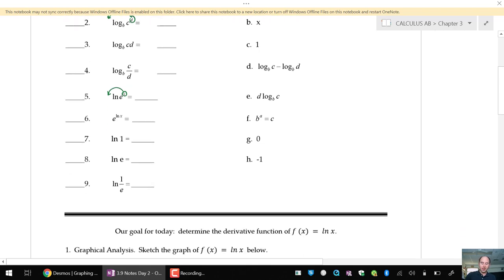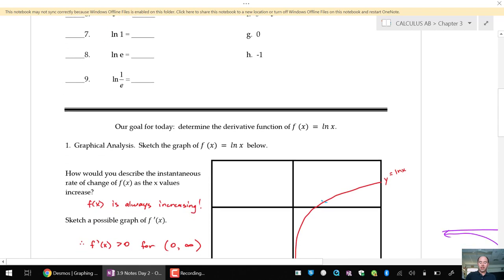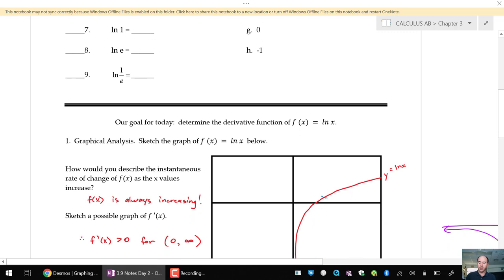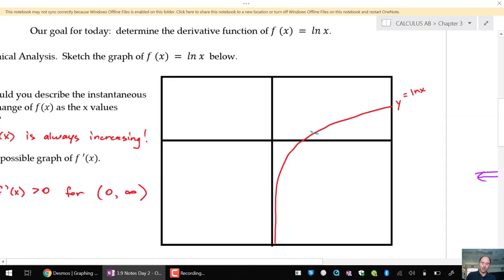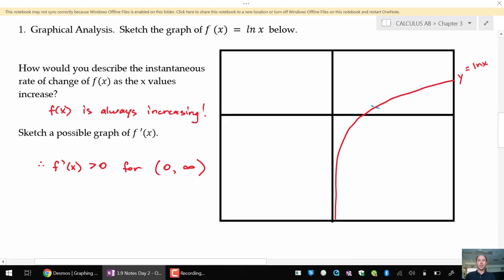At this point, I'm going to move ahead and talk about how to find the derivative of the function f of x equals the natural log of x. So let's take a look here at what that looks like. I graph here just a rough sketch of y equals ln of x. It starts kind of hugging the x-axis down low, increases, passes through the point (1, 0), and then it levels off a little bit, but it's always increasing.